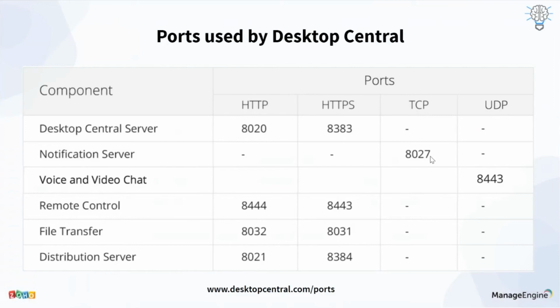Few other optional ports. Let's say if you want to take a remote control or if you want to do voice and video chat, you need to open the port 8443. And if you want to do file transfer over the internet or to the machines in your network, you need to open the port 8031. And if you are using the distribution server, it will need to serve the patches to the agents under that remote location. The agent on the remote location uses this port 8384 and talks to the distribution server and collects the binaries. We do have an HTTP port too. If there is a need for opening this particular port within your infra, you can make use of it too.